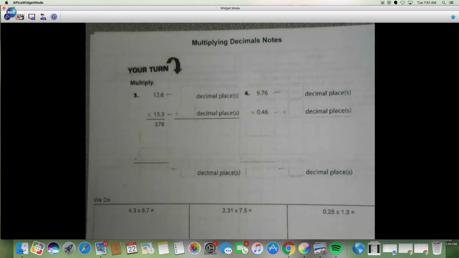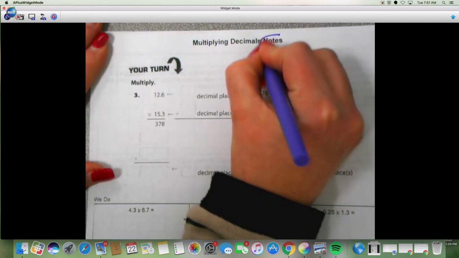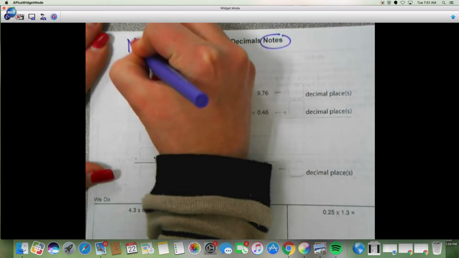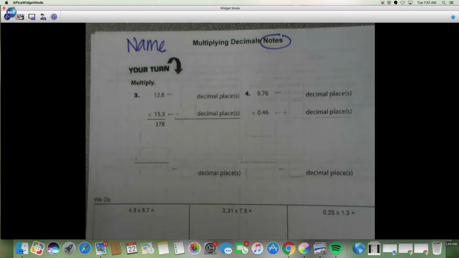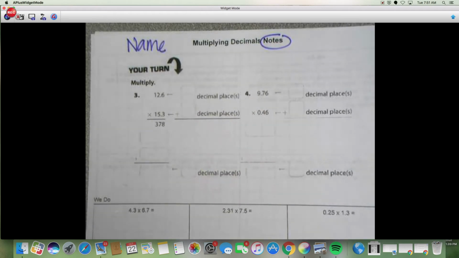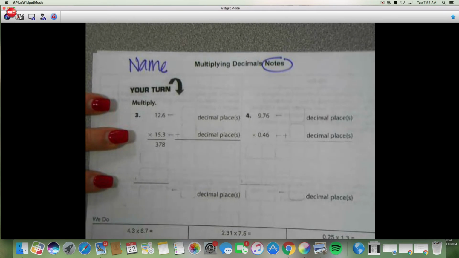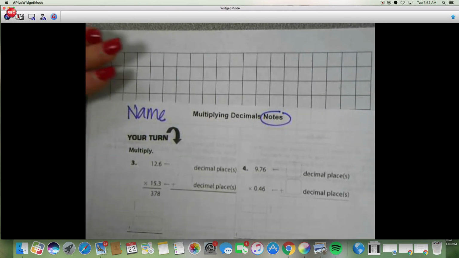Today we're going to be talking about multiplying decimals. So go ahead and circle your notes and make sure that your name is on your notes page. Today I gave you some grid paper because one of the most important things when we multiply decimals is keeping our numbers lined up properly. So I'm going to ask you to do all of your work today on your grid paper.